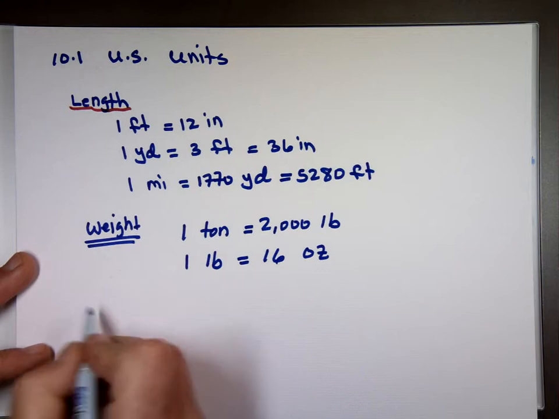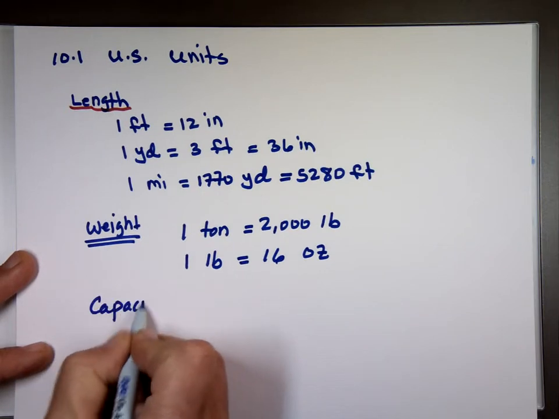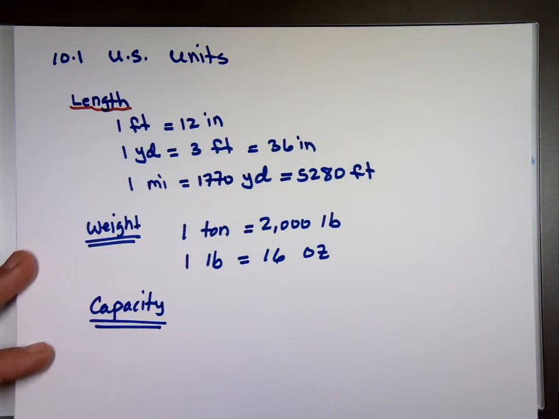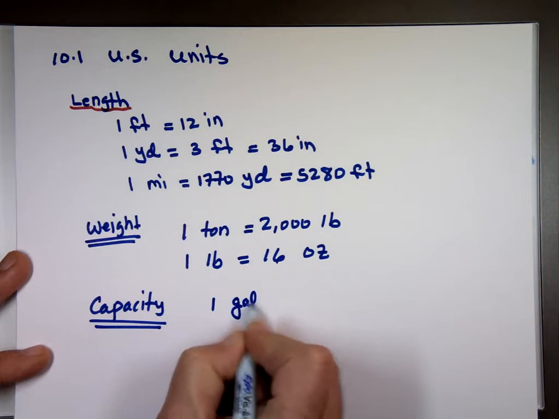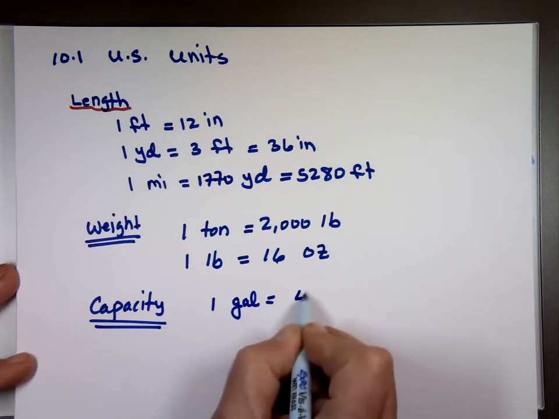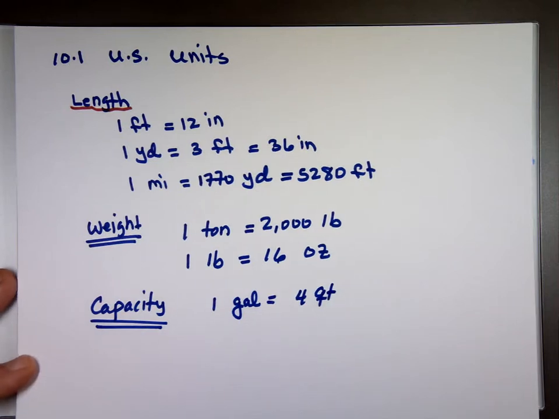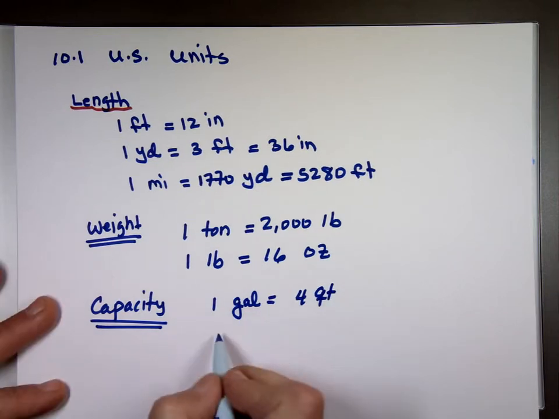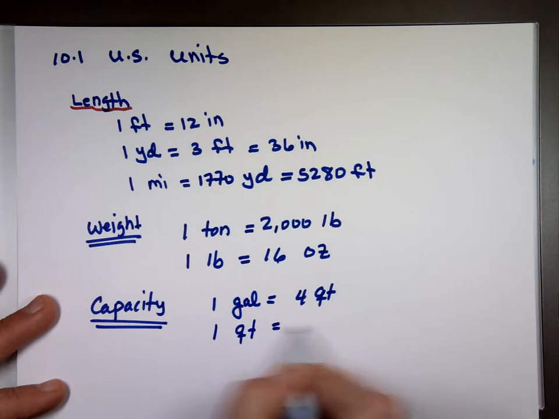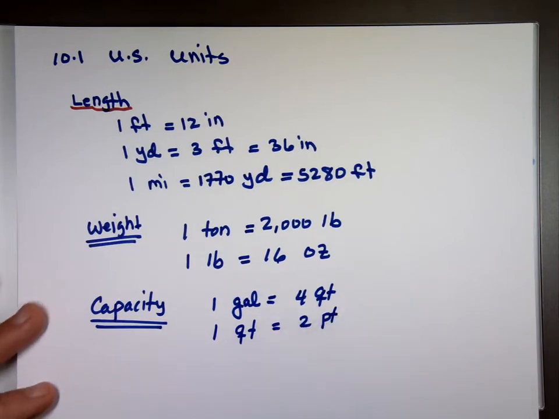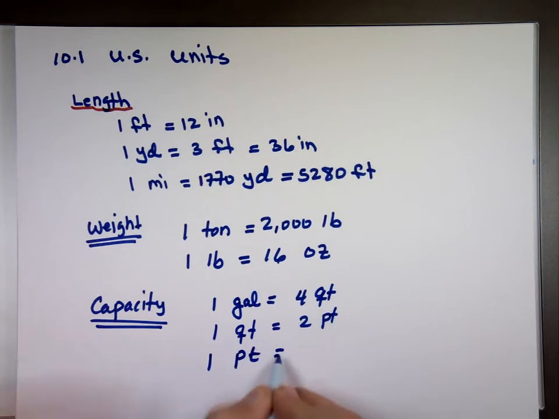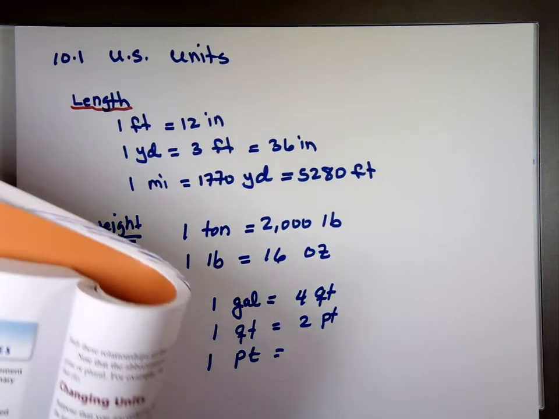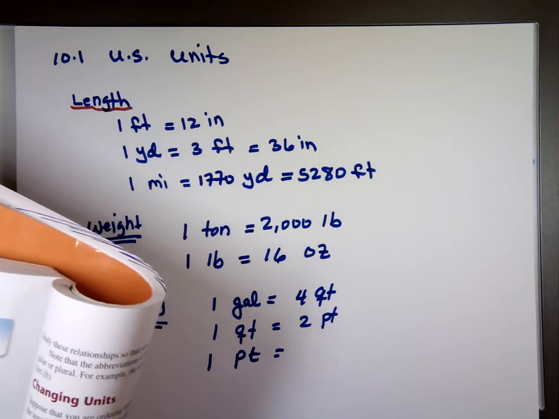For volume or capacity, this is the volume. If you're into cooking, you're in luck here. 1 gallon is how many quarts? 4 quarts. QT. 1 quart is how many pints? 2 pints. 1 pint is equal to what? Two cups.